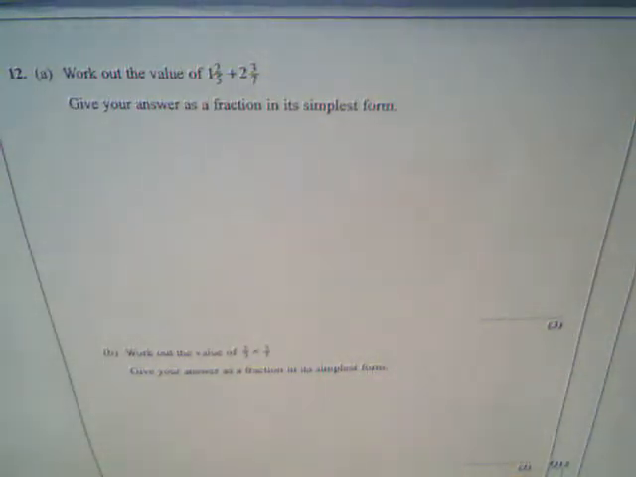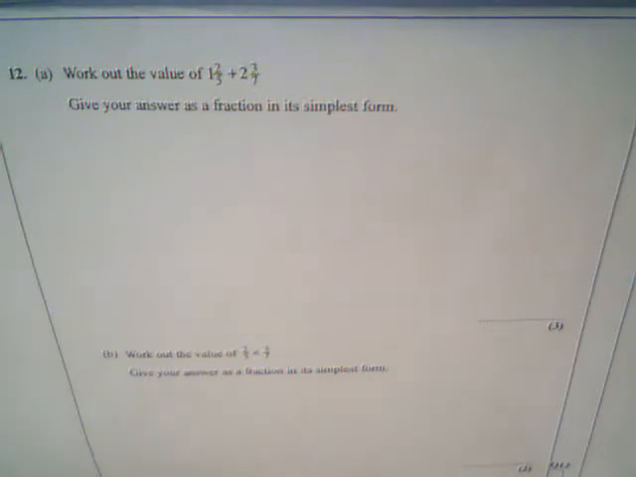So we've got question 12 now, and it asks you to work out the value of 1 2/5 plus 2 3/7, and it's given in its simplest form. Okay, so what we want to do is find a common denominator and then add the two.